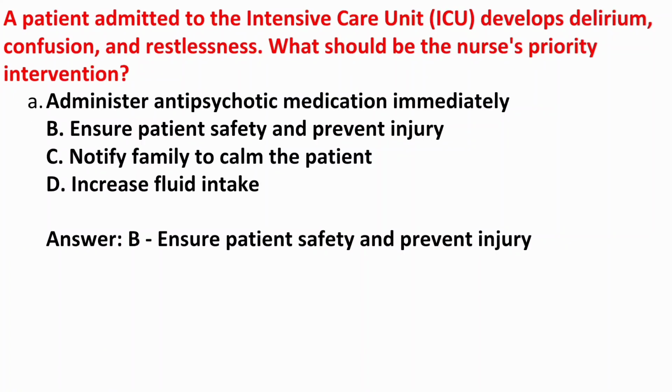A patient admitted to the intensive care unit, ICU, develops delirium, confusion, and restlessness. What should be the nurse's priority intervention? A. Administer antipsychotic medication immediately. B. Ensure patient safety and prevent injury. C. Notify family to calm the patient. D. Increase fluid intake. Answer: B. Ensure patient safety and prevent injury.